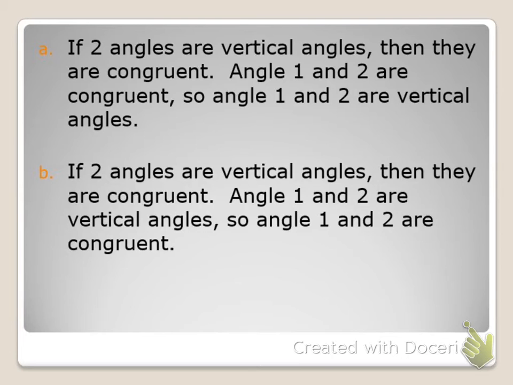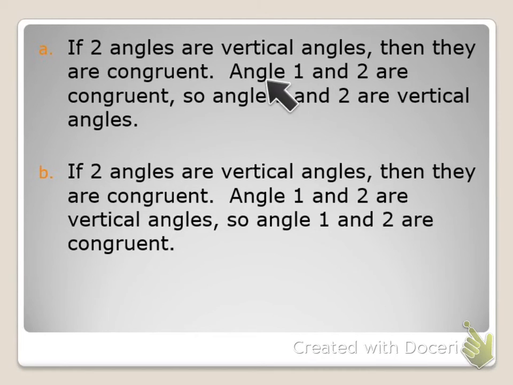If two angles are vertical angles, then they are congruent. Angle 1 and angle 2 are congruent, so angle 1 and 2 are vertical angles. The other option is if two angles are vertical angles, then they are congruent. Angle 1 and 2 are vertical angles, so they are congruent. Which one of those is true, Jordan?